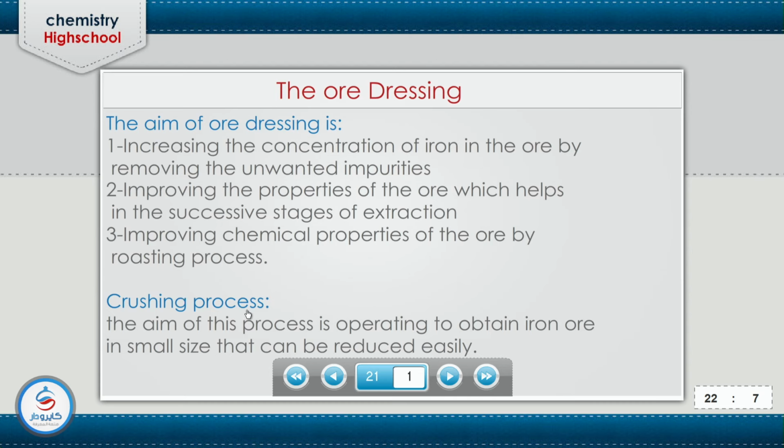The crushing process is the first step in the dressing process. The aim of this process is to obtain iron ore in a small size that can be reduced easily.